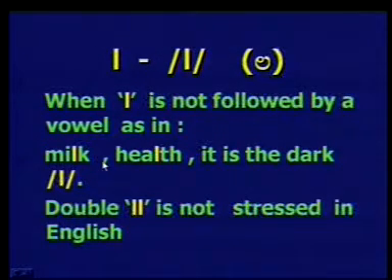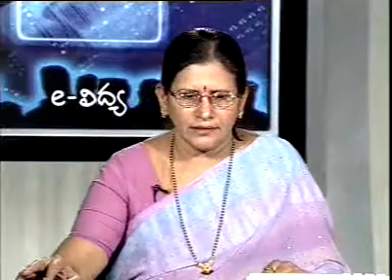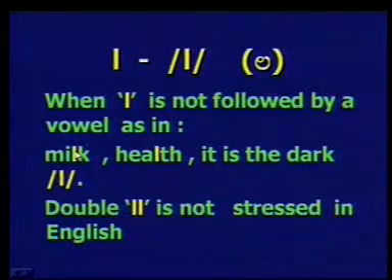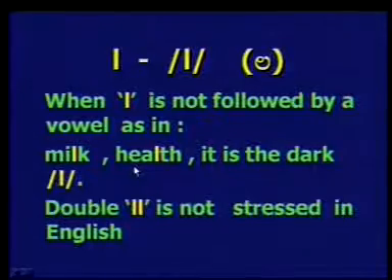When we say it in the beginning position, we say love, light, like. But when we have the L in the middle, which is followed by K, milk, health, it is a dark L. So what is this dark variety? It is milk. The tongue goes and touches the middle of the palate. The sound is slightly different. That's called the dark L. Help, milk, health. But otherwise it is a clear L.